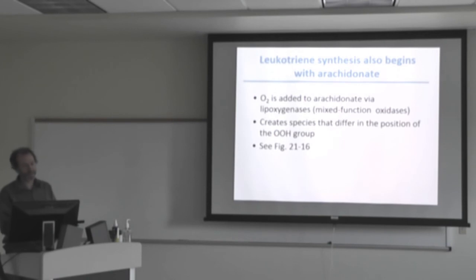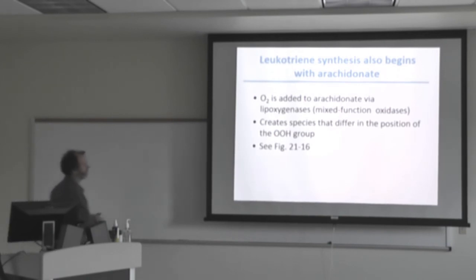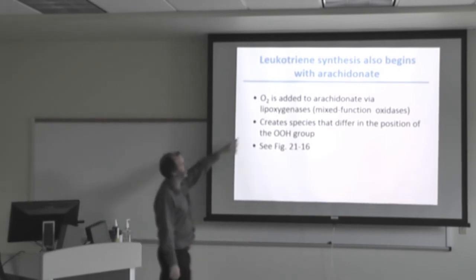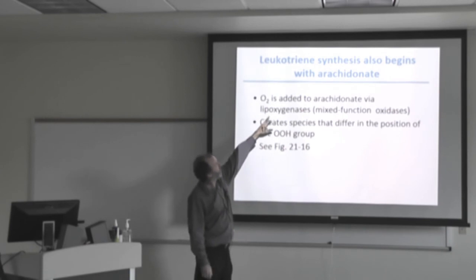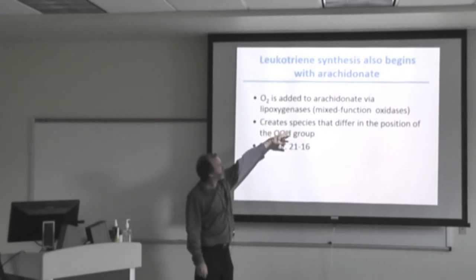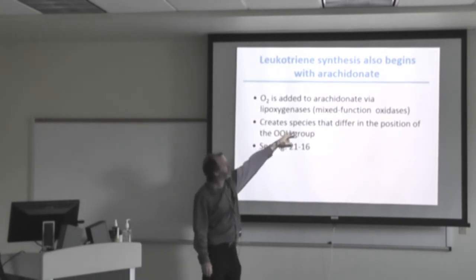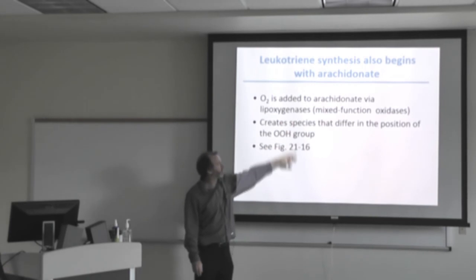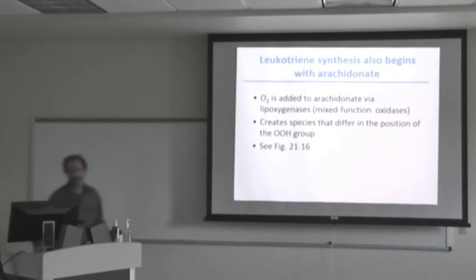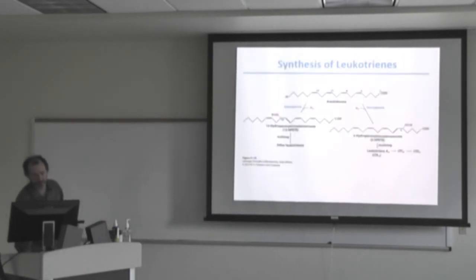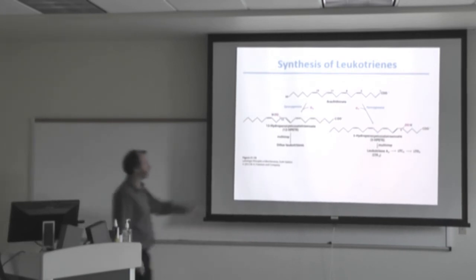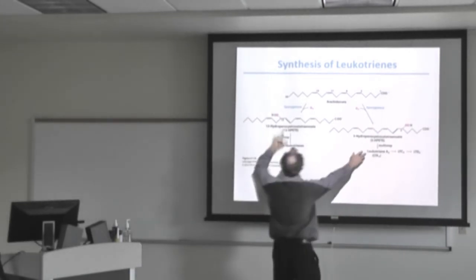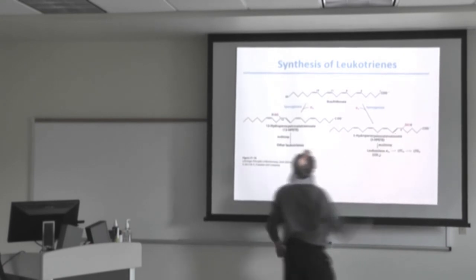So leukotriene synthesis also begins with arachidonic acid. Oxygen is added to the arachidonate via lipoxygenase, and then creates species that differ in the position of the OOH group. So this is the leukotriene synthesis. It's just different leukotrienes, different where this OOH gets added.